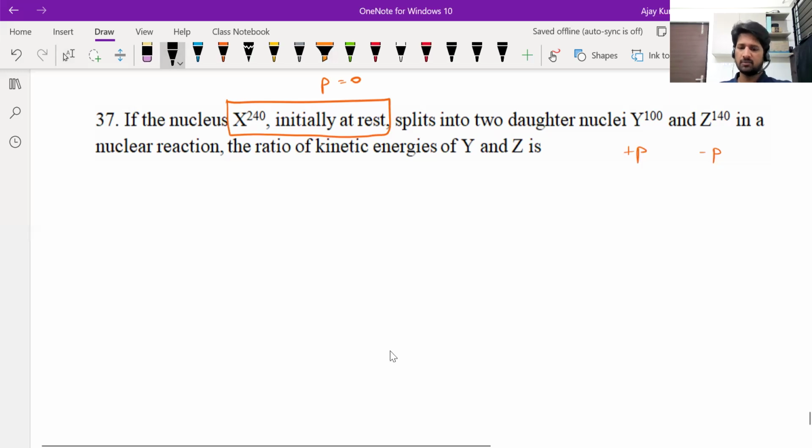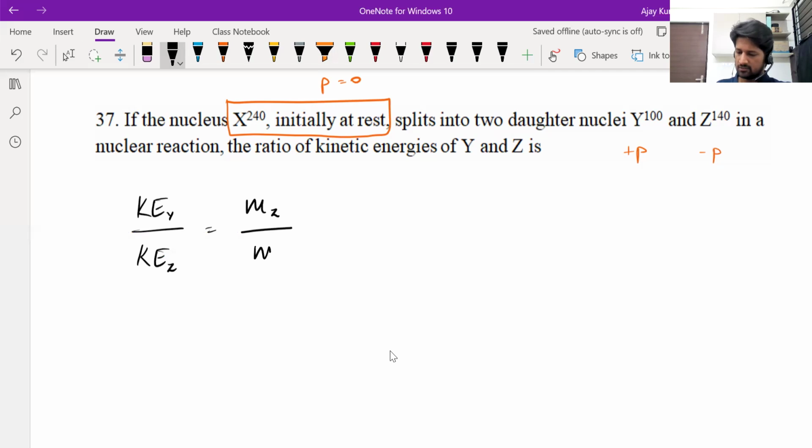Kinetic energy is p square by 2m. So if momentum is the same, kinetic energy is inversely proportional to mass. So the kinetic energy of Y to the kinetic energy of Z will simply be the mass of Z to the mass of Y. 140 by 100 or 7 by 5.